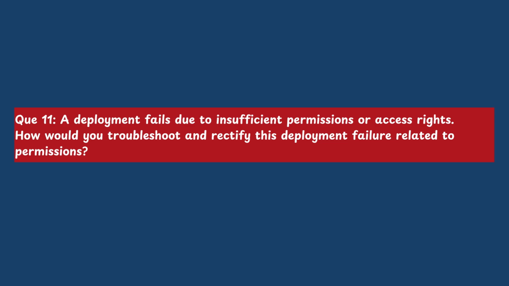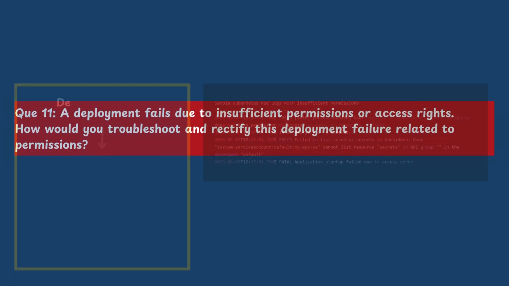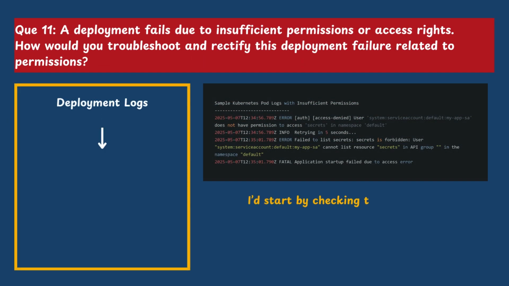A deployment fails due to insufficient permission or access rights. How would you troubleshoot and rectify this deployment failure related to permissions? Here's how you can answer.